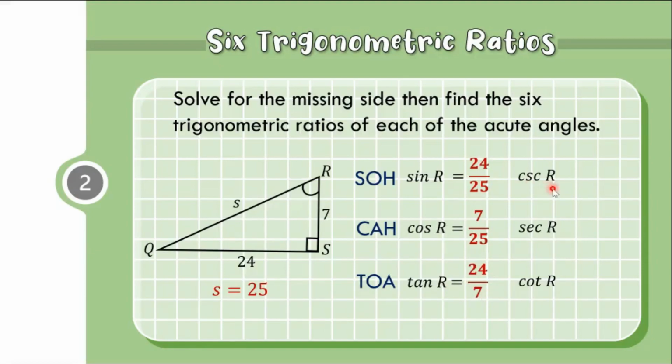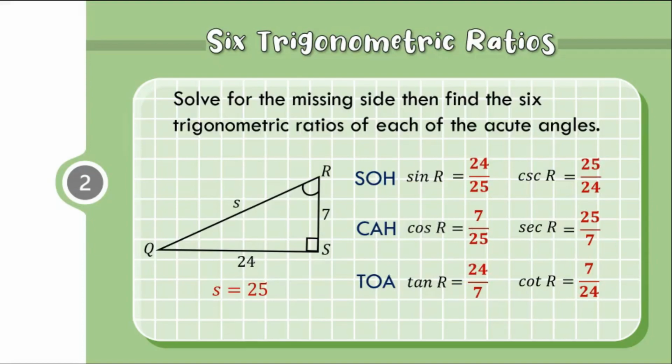For the cosecant R, let us get the reciprocal of sine R, which is 25 over 24. Secant R here is equal to 25 over 7 from the reciprocal of cosine R. And cotangent R is equal to 7 over 24 for the reciprocal of tangent R.